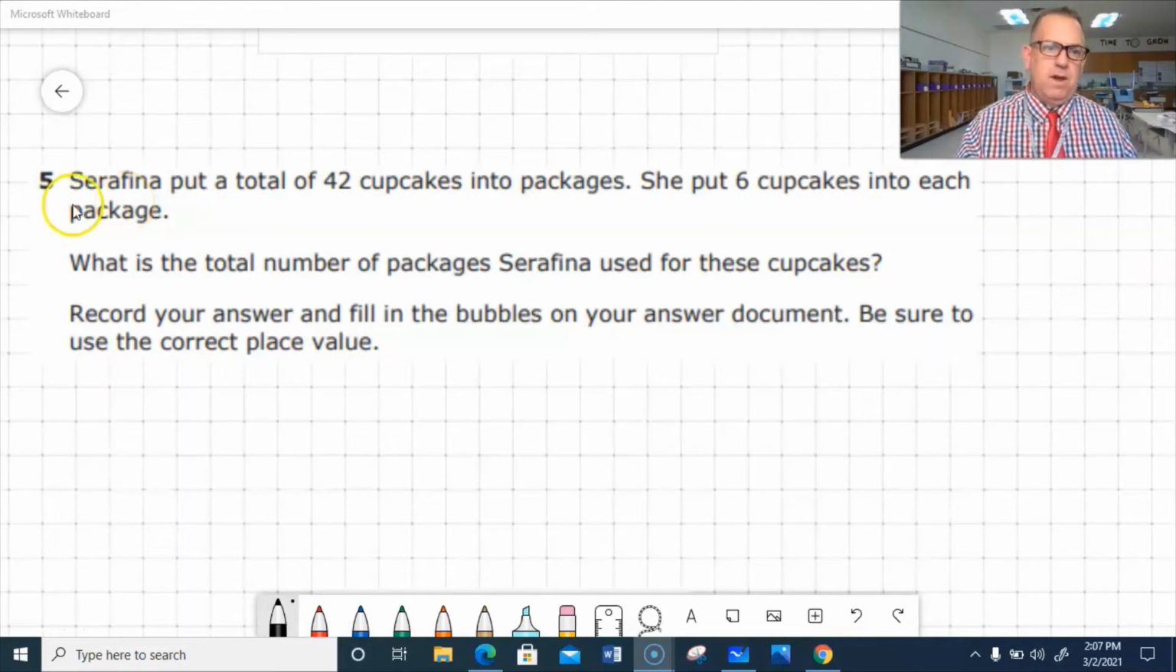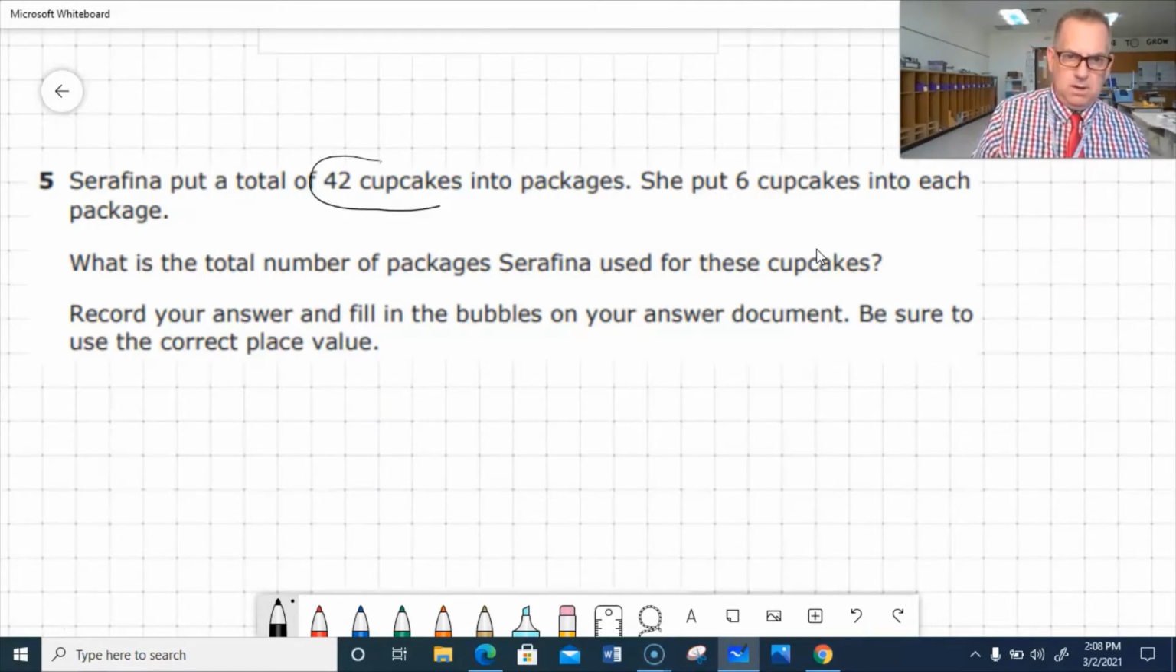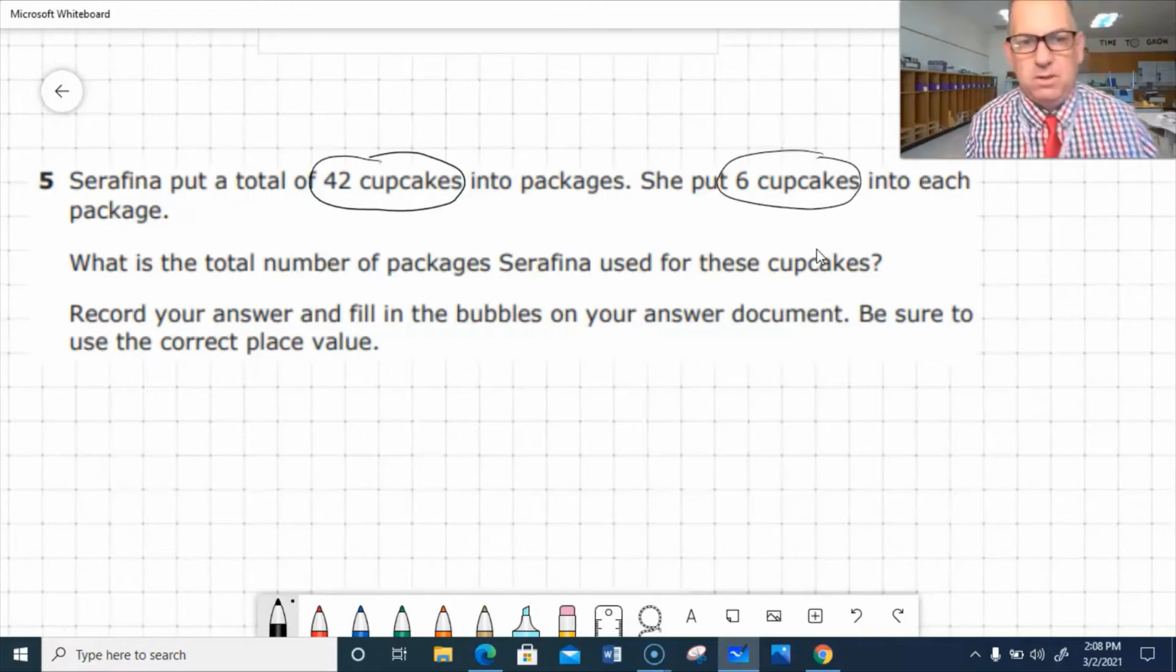Okay, problem number 5. It says Serafina put a total of 42 cupcakes into packages. She put 6 cupcakes into each package. What is the total number of packages Serafina used for the cupcakes? So I'm going to circle my important information on this one. Important that she did 42 cupcakes. And right here, it looks like she put 6 cupcakes into each package. That looks like all the information I need to solve the problem.